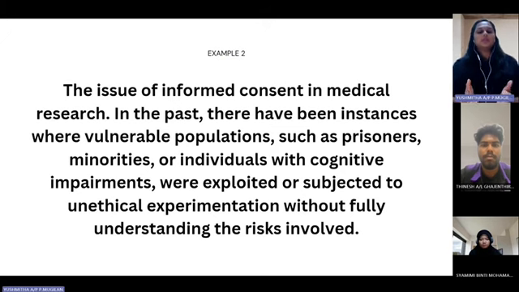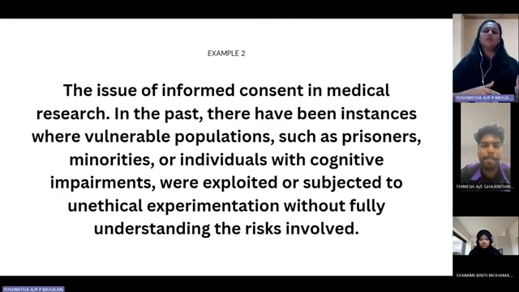So this is the second example, which is the issue of informed consent in medical research. In the past, there have been instances where vulnerable populations such as prisoners, minorities, and individuals with cognitive impairment were exploited or subjected to unethical experimentation without fully understanding the risks involved.